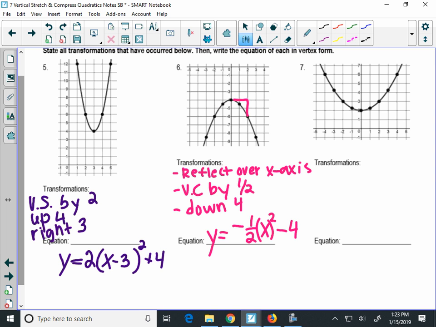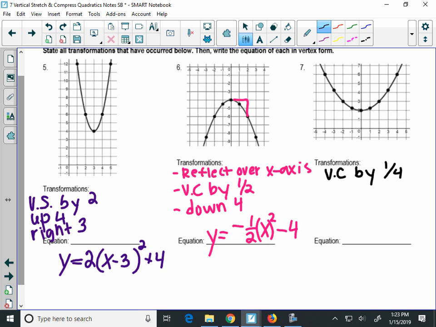Last one here. What do you notice about it? It went what? I didn't hear you. It's wider. Okay, so let's decide what happened. I can't tell from 1, but if I go out 2, how many do I go up? 1. And usually I go up 4. So what fraction would that be? 1/4. So I vertically compressed by 1/4. 1/4 of the regular height.